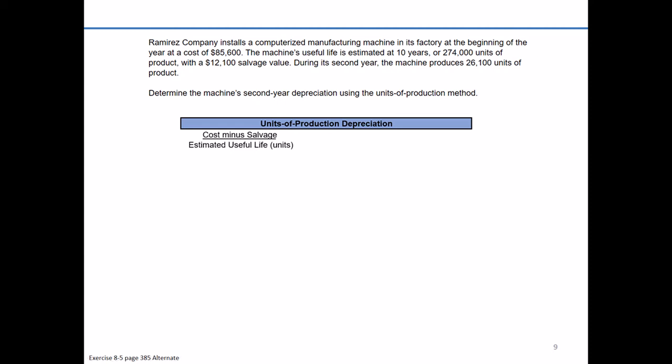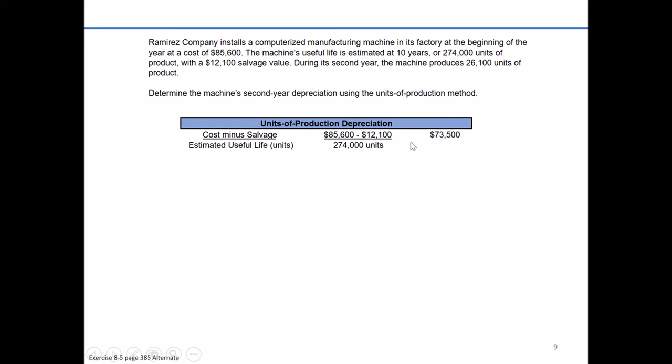In straight line, estimated useful life was judged in years, for example, 10 years. In units of production, it's not judged in the length of time, but how many units we anticipate can be produced with this particular item. So, again, starting out similar, cost minus salvage value, cost of $85,600 minus salvage value of $12,100, but instead of dividing by 10 years, instead we divide it by 274,000 units we estimate we can produce with this machine.